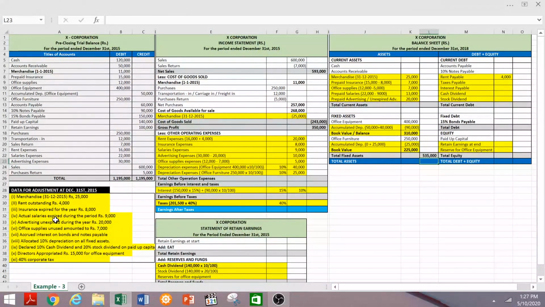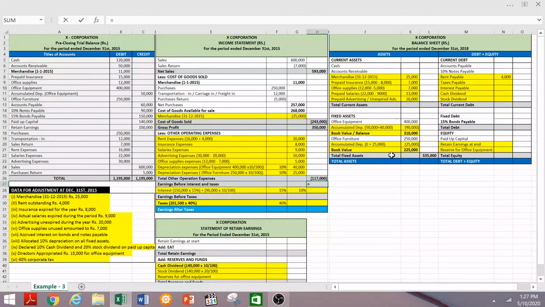Now, as we have already calculated all the expenses, we can sum up the expenses and then subtract all the other operating expenses from the gross profit, and we get the result of earning before interest and taxes. Now we have to calculate the amount of interest, and we have to be very careful while calculating it. How would I calculate the amount of interest?